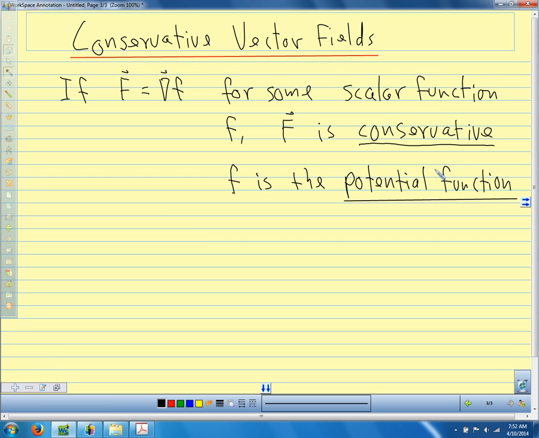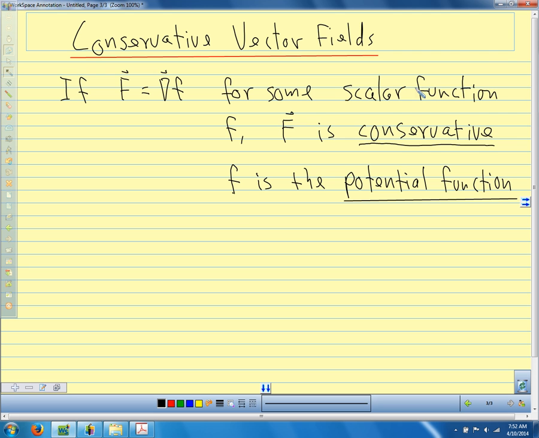All right. So we have a potential function. We've decided the gradient is a vector field. If our vector field is the gradient of some function, then our vector field is conservative, and we call the scalar function the potential function.